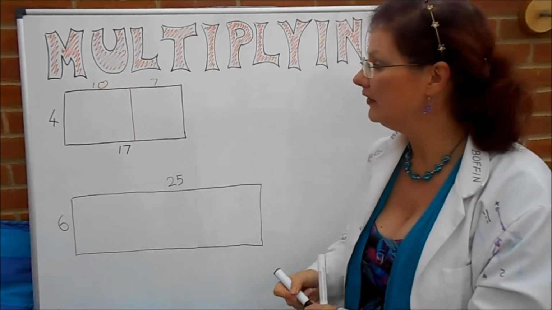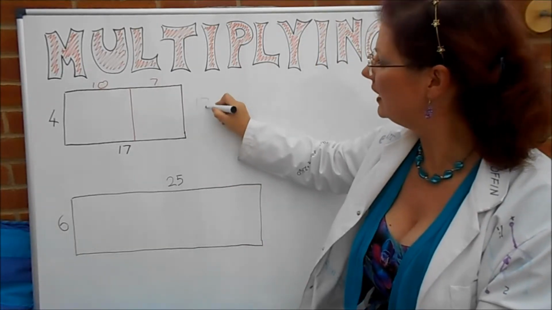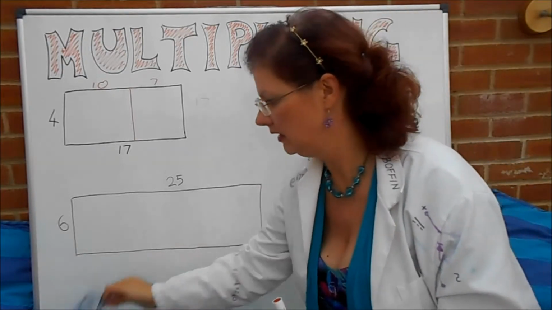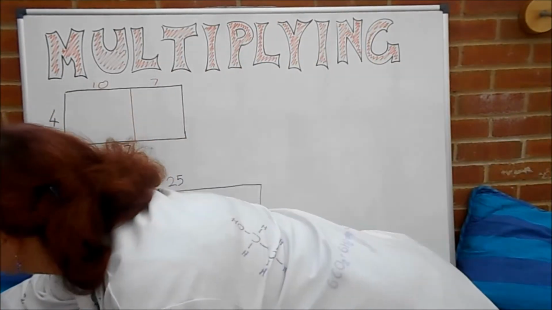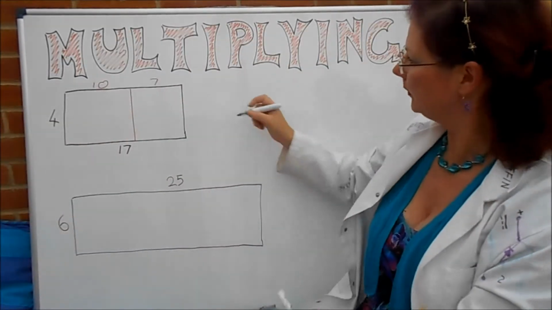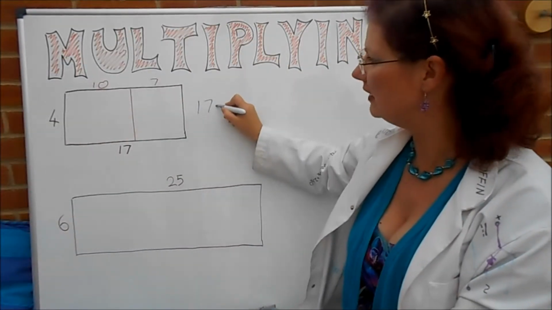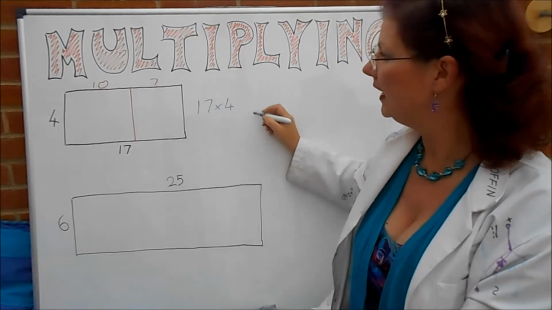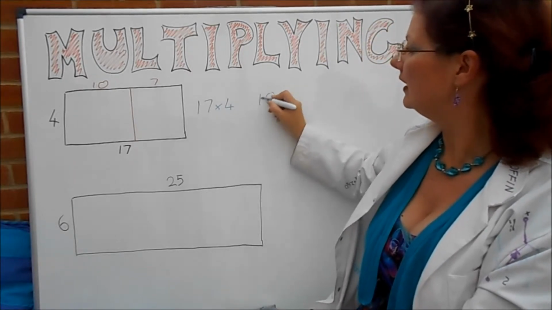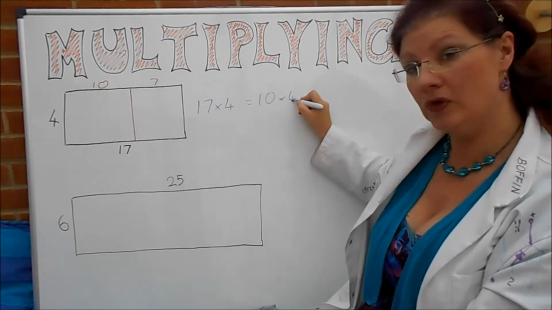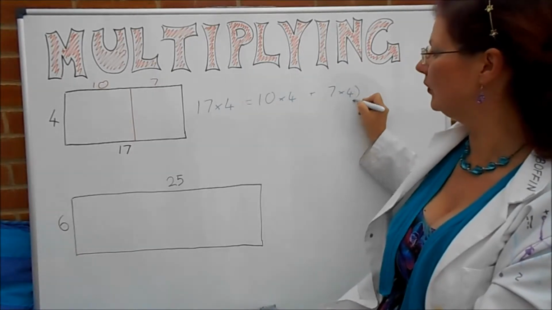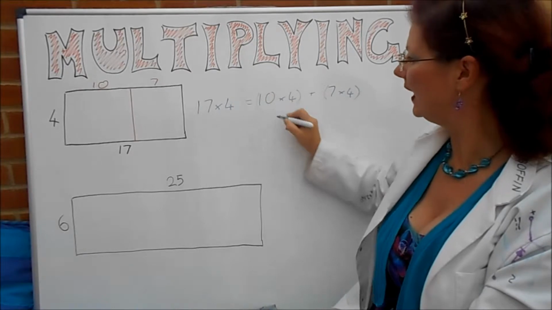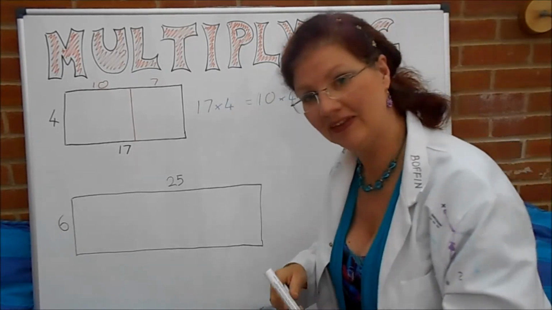So instead of doing 17, ooh, that pen's looking a bit bleak. Let's try a different one. Excuse me a minute. Let's try this one. Instead of doing 17 times 4, instead we're going to do 10 times 4 and a 7 times 4. Okay, so you're going to fill in those bits and get the answer.